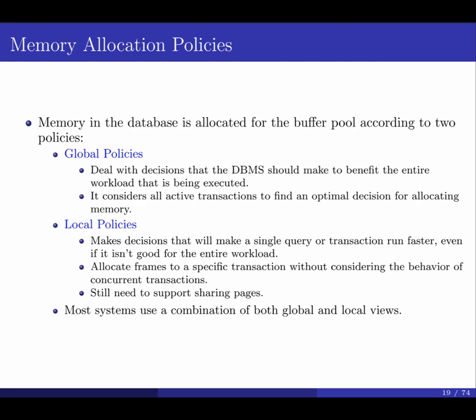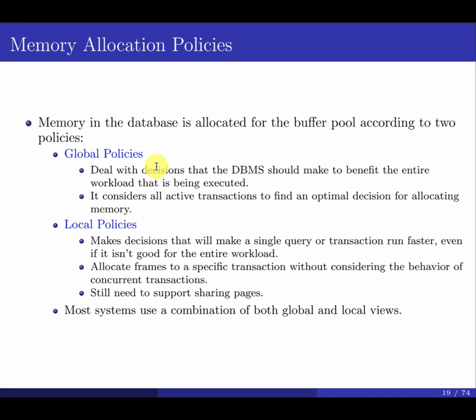So again, you have two options. When you decide, for example, which page is going to be loaded into the buffer pool, the buffer manager is either going to check the global allocation policy or the local allocation policy. For the global policy, I need to take a look at the decision that is going to help all the live transactions. We have multiple transactions running, so I take a look at all of them and say, okay, maybe I need to remove this page. Oh, this page is accessed by those transactions. Oh, keep this one. That's the global policy.